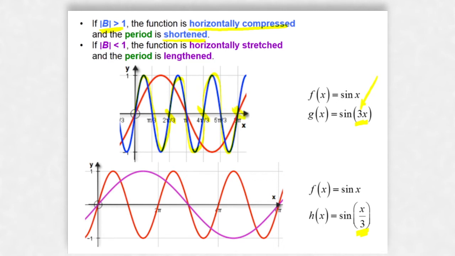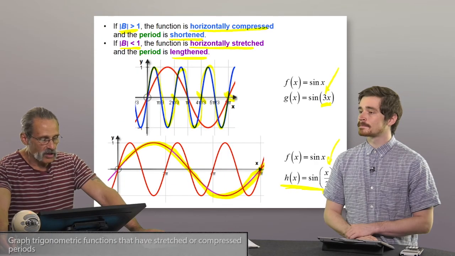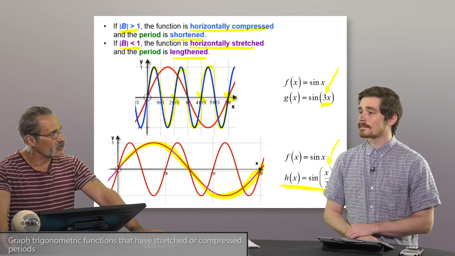If b is less than 1, then you have a horizontal stretching and the period is lengthened. It's lengthened by a factor, in this case, of 1/3? Yep, or the reciprocal of 1/3, of 3. Since it's lengthened, it's tripled. I see. So when I see my original period in red, notice that I've drawn 3 periods in red. And my period of sine of 1/3 x is 3 times as large as the original parent function.